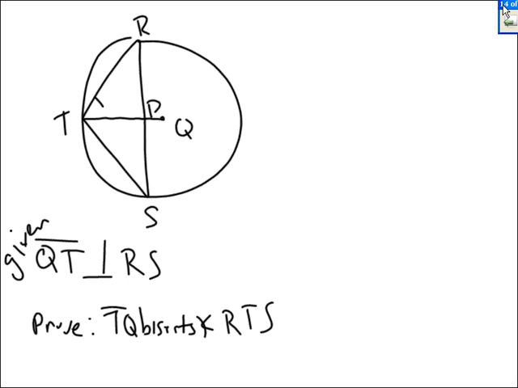Well, RTS is that big angle. I want to show that TQ bisected it. Okay. Well, we have that QT and RS are perpendicular. Well, that means right angles. That means right angles. And it means that these two are equal.